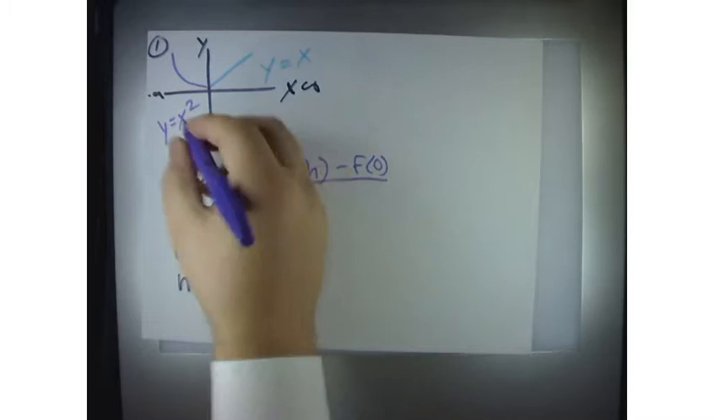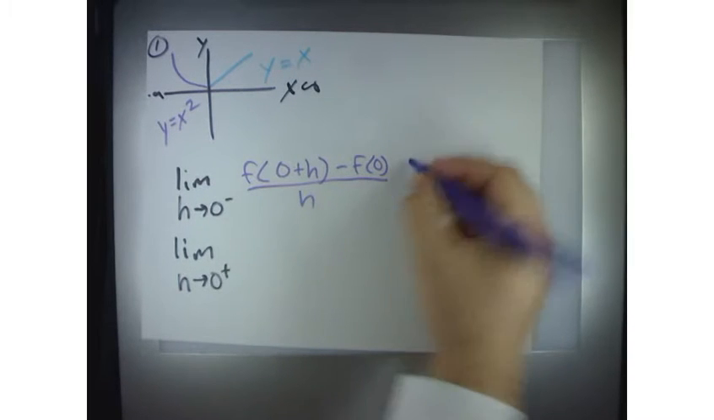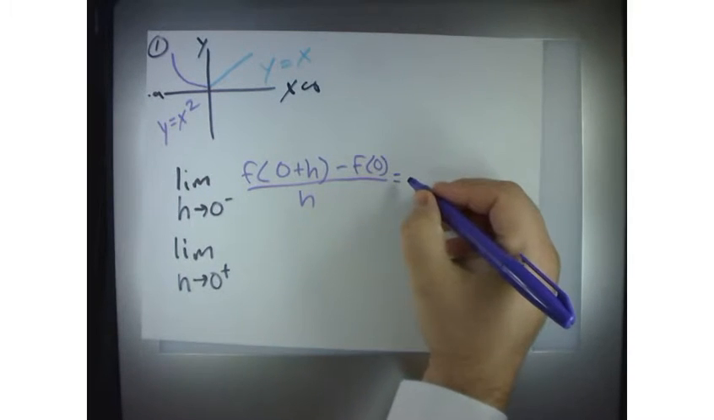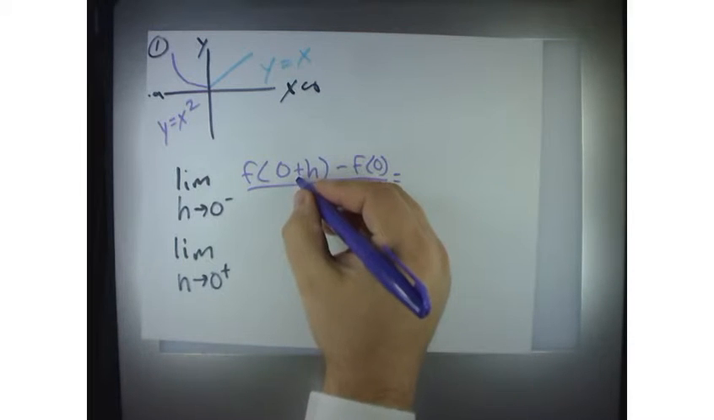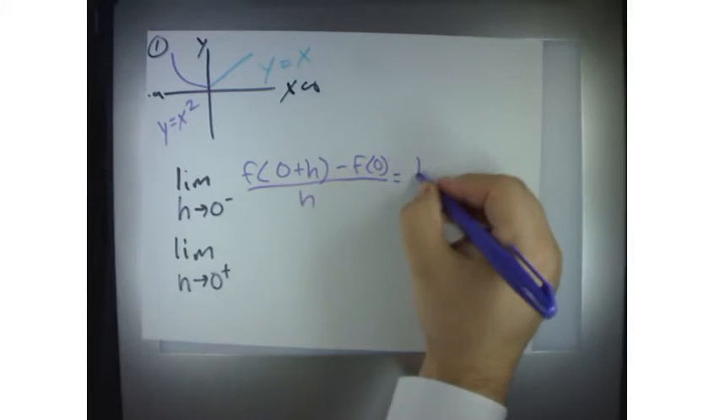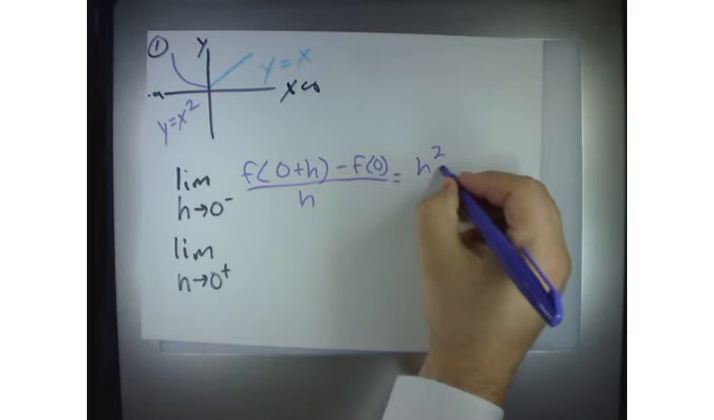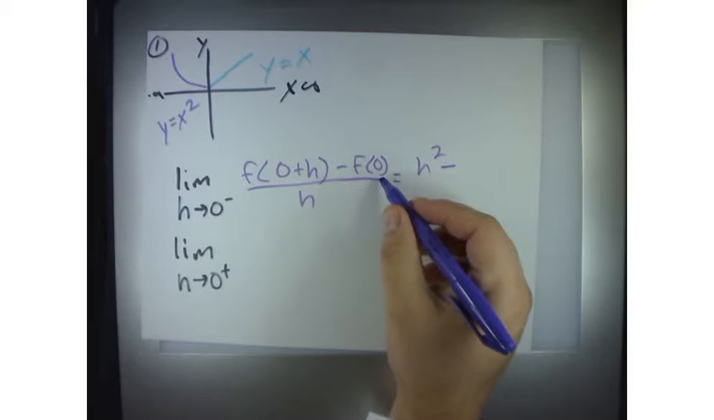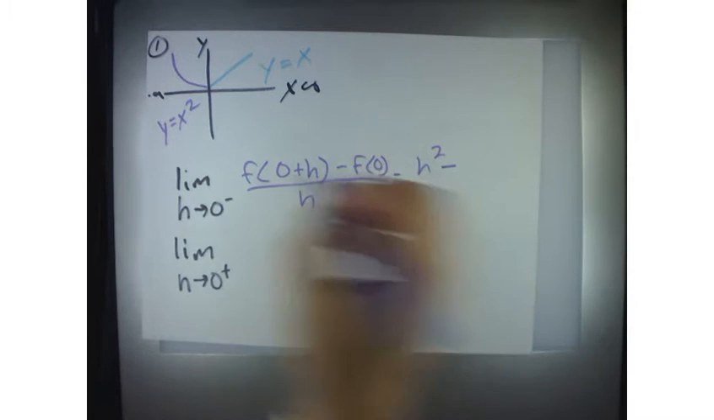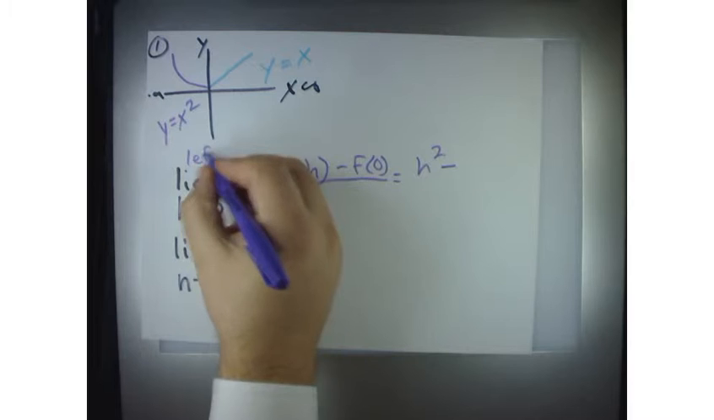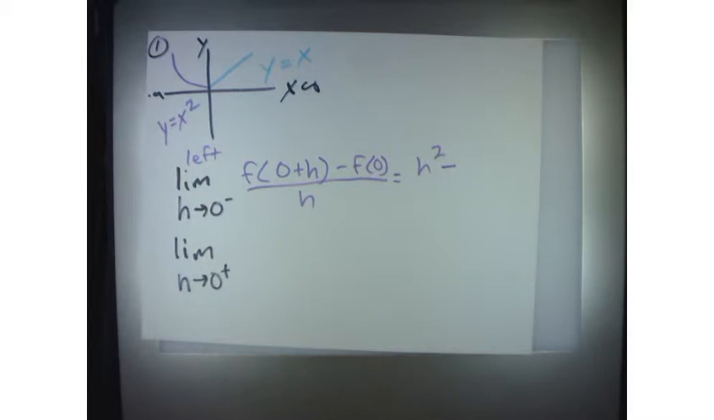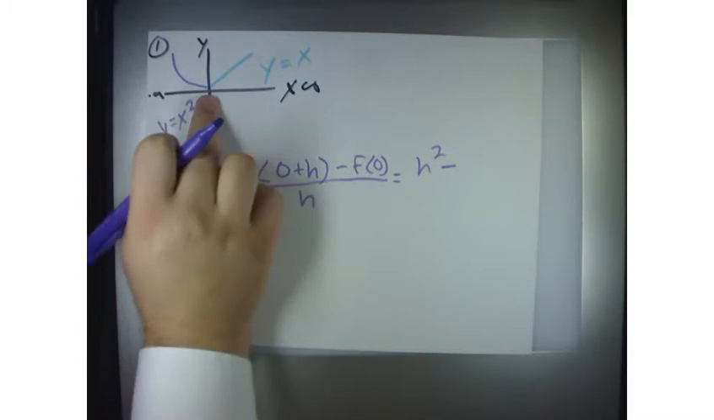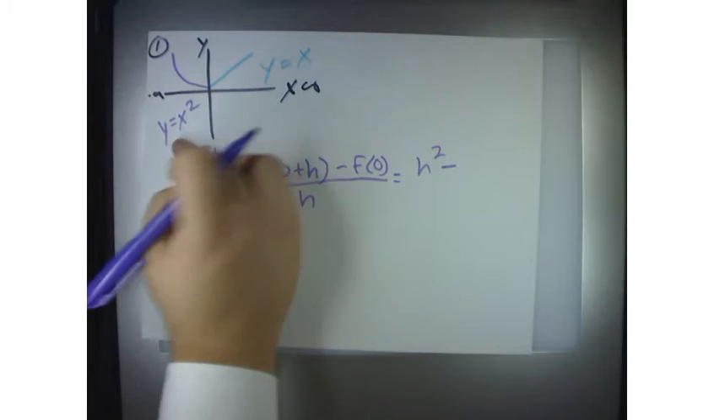Well, for the left-hand side, we use x squared, so this would be equal to, well, what's 0 plus h? H. So this would just be h squared minus, now what's f of 0? Wait, where'd you get the square? Are we talking about right or left in there? This is the left, right? Yeah, but where'd you get the squared from? Because we're approaching from the left. And so we're using x squared, right?